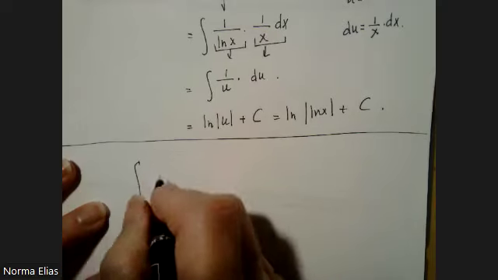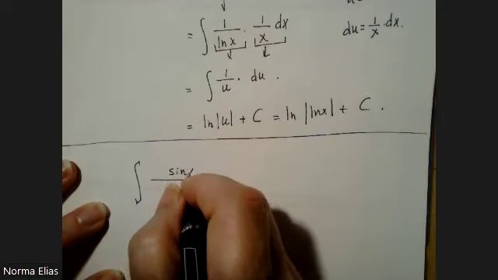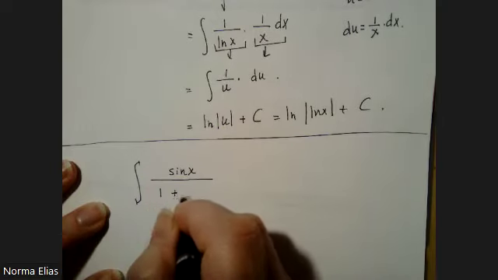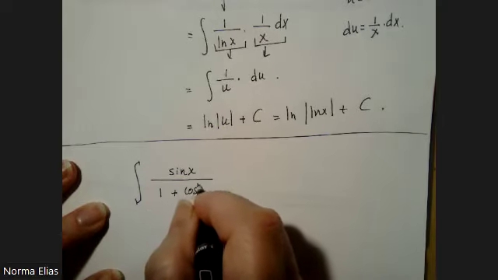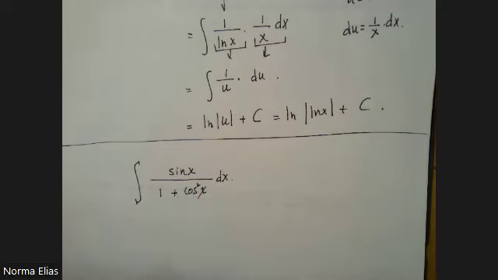Right, my last one, which is not harder, but it requires that you see a little bit more than usual. Suppose I give you sine x over 1 plus cosine squared x dx. Again, I want you to stare at this integral. Try to build some kind of a connection. What's really going on?